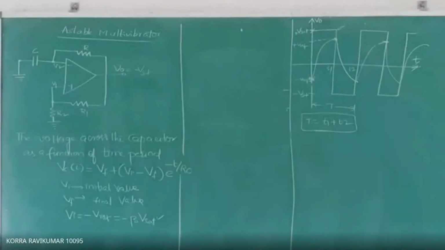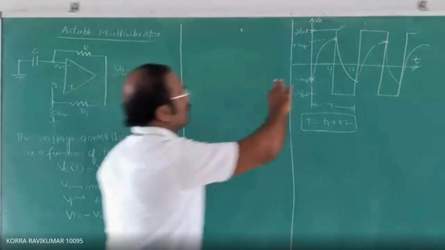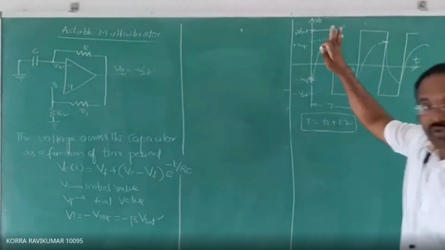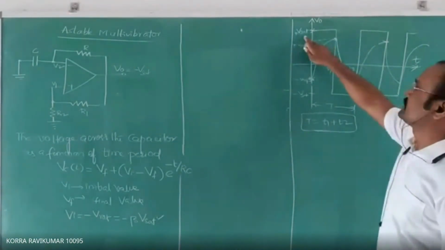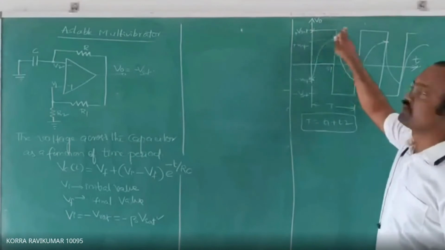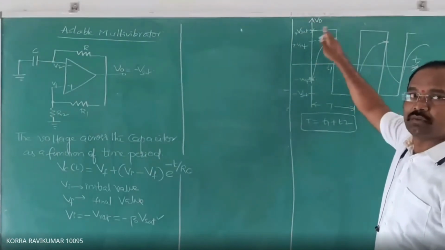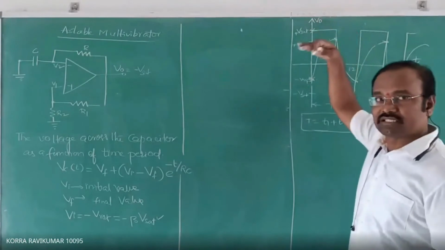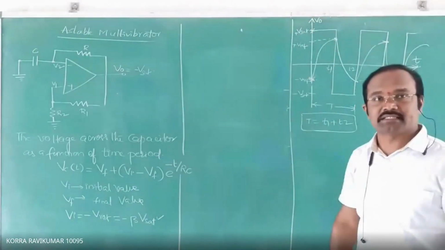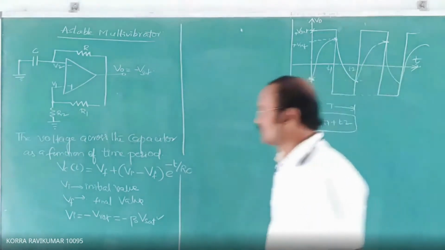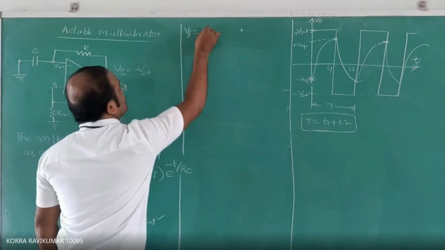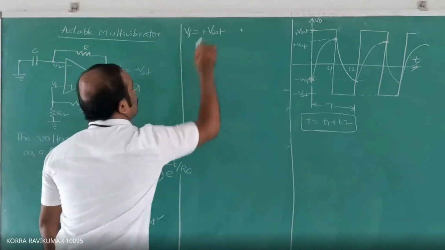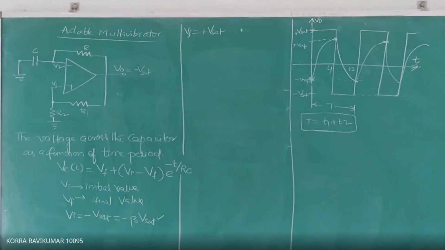Next, what about V final? V final means the total output voltage acts as the V final voltage. So here V final is equal to plus V saturation, meaning the maximum output voltage acts as the final voltage. V final is equal to plus V saturation.